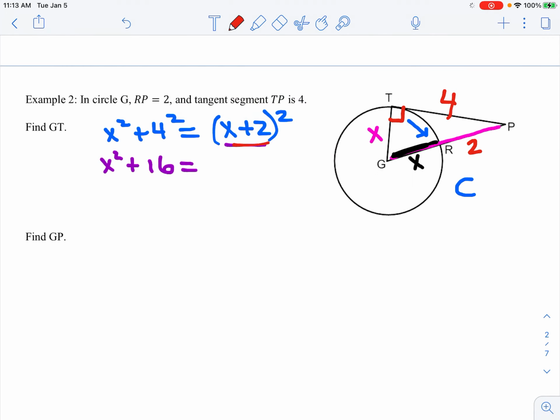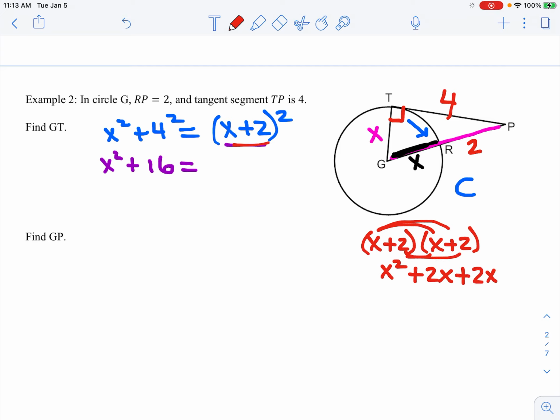Remember, if we have x plus 2 squared, we're going to have to go on the side and FOIL it. We don't have it once, we have it twice. X times x is x squared. X times 2 is 2x. 2 times x is 2x. And then 2 times 2 is 4. Remember, we can combine our middle terms and rewrite it as x squared plus 4x plus 4. Let's go back and replace that in: x squared plus 4x plus 4.